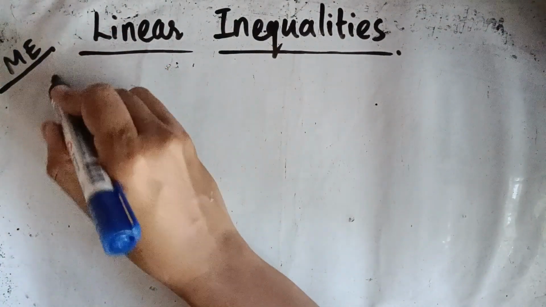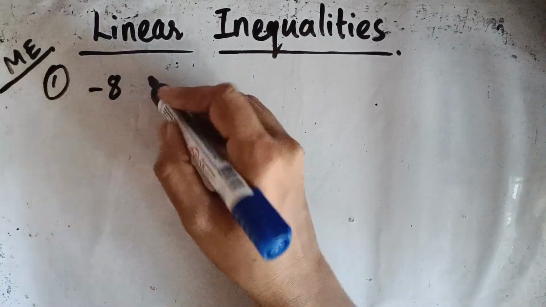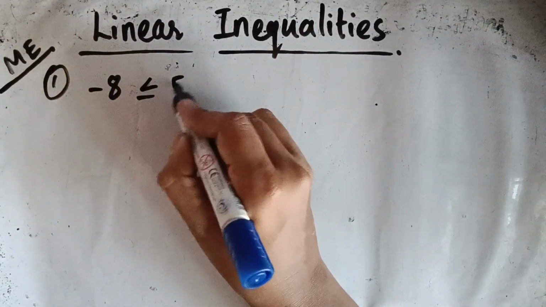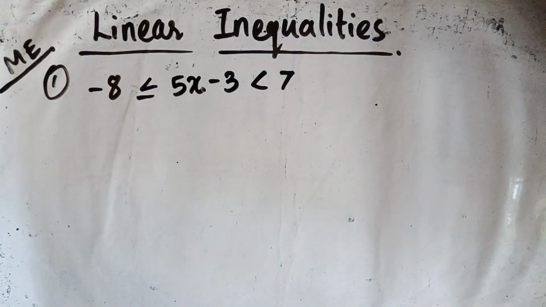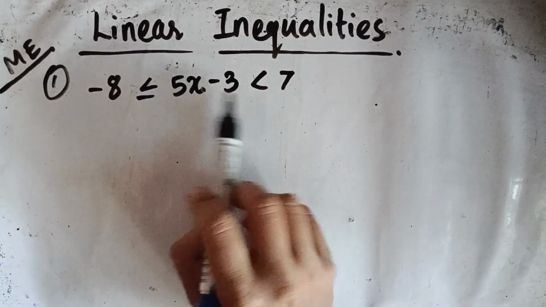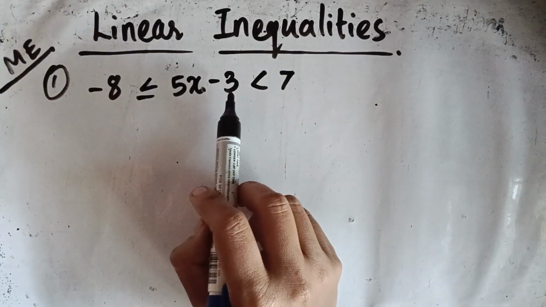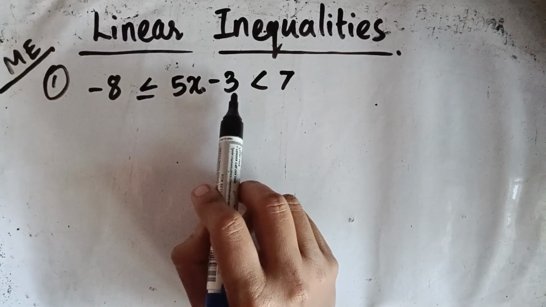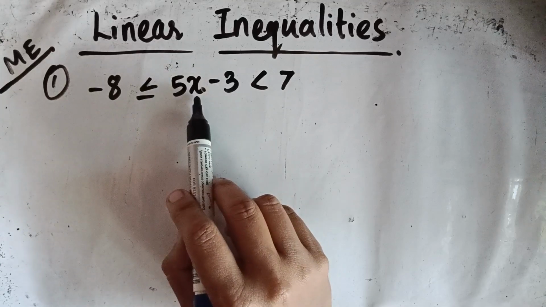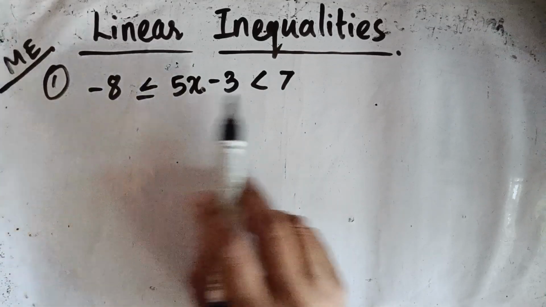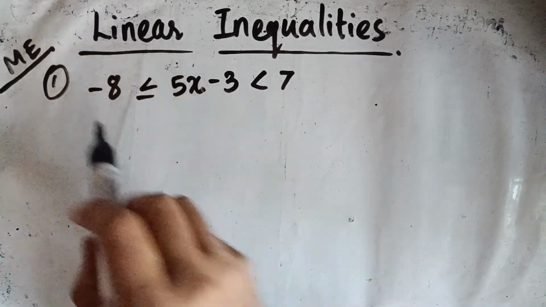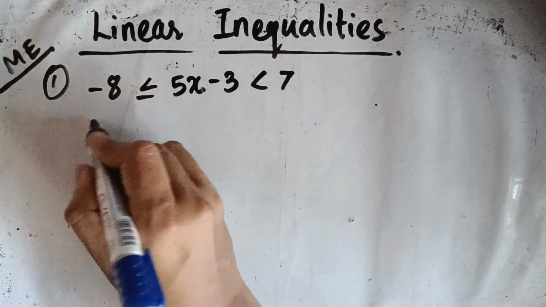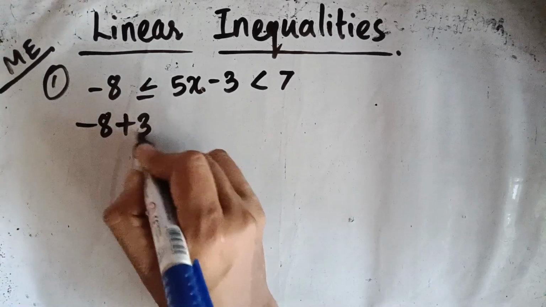Solve -8 ≤ 5x - 3 < 7. Okay, now here two inequalities are there, so we can solve this by finding out the x value in between this. So we have to remove this 3, so add 3 to all of these.